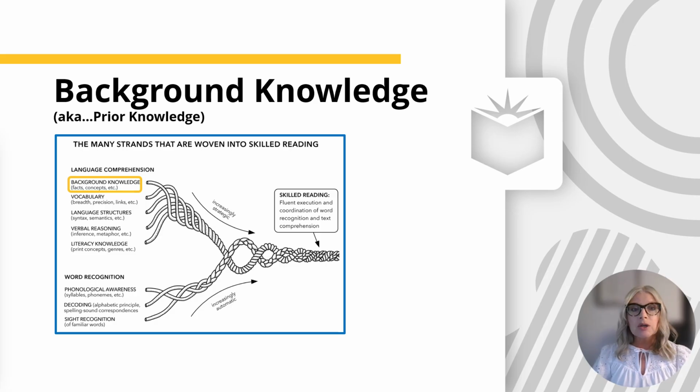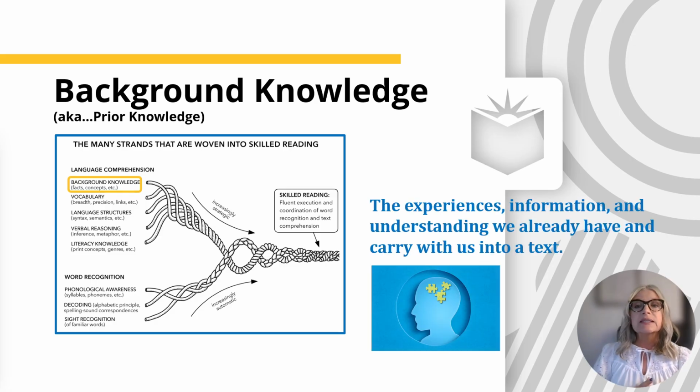Background knowledge is also known as prior knowledge, and it is all of the experiences, the information, and the understandings that we already have and we carry with us into the reading of a text. I like to think about it as those pieces of the puzzle. What pieces of knowledge do I already have with me that will help me make connections to a text that I am reading? Background knowledge is very important to becoming a skilled reader.